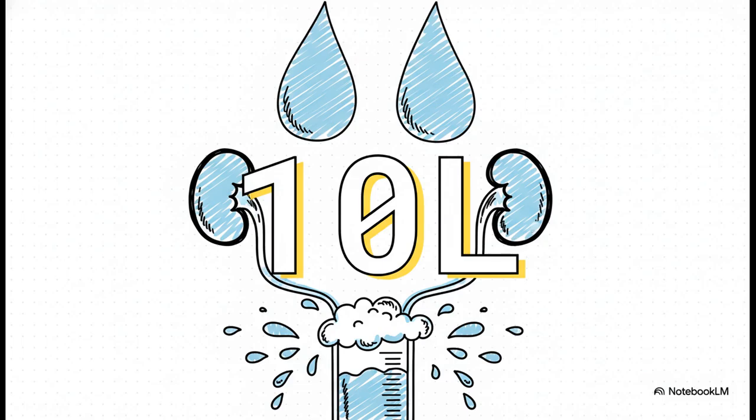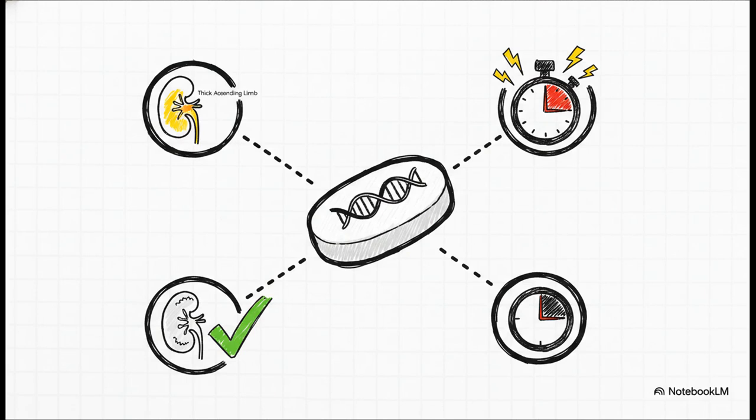A single dose can cause a patient to produce up to 10 liters of urine in one day. That's incredible. It's not just a drug, it's a revolutionary tool for managing massive fluid overload. So what makes furosemide so special? Well, first, it targets a very specific part of the kidney called the thick ascending limb.